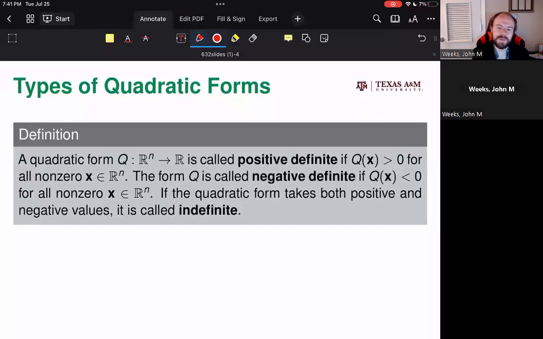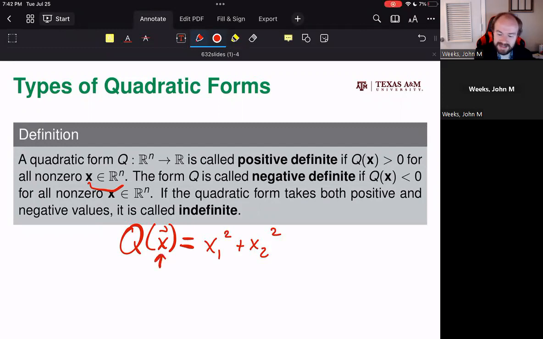We will say a quadratic form Q is positive definite if Q of X is greater than 0 for all non-zero X in the n-dimensional vectors. So what does that mean? Whenever I plug in values, like if Q of X is x1 squared plus x2 squared, for example, as long as the vector that I plug in is not the zero vector, then anything that I plug in is going to be greater than 0, because x1 squared is greater than 0, x2 squared is greater than 0, and so on and so forth.